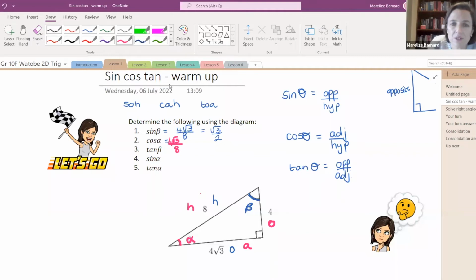Adjacent over hypotenuse. And that ends up being the same as the one in question 1. So 4√3 over 8, which we can then simplify further.